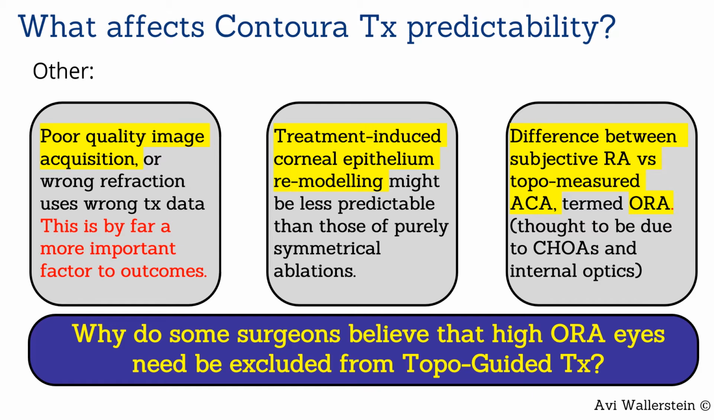Other factors that can affect outcomes: poor image acquisition or wrong refraction will use wrong data to treat. This is one of the most important factors. Treatment-induced corneal epithelial changes might be less predictable than symmetrical ablations. And finally, ORA is also thought to affect outcomes.